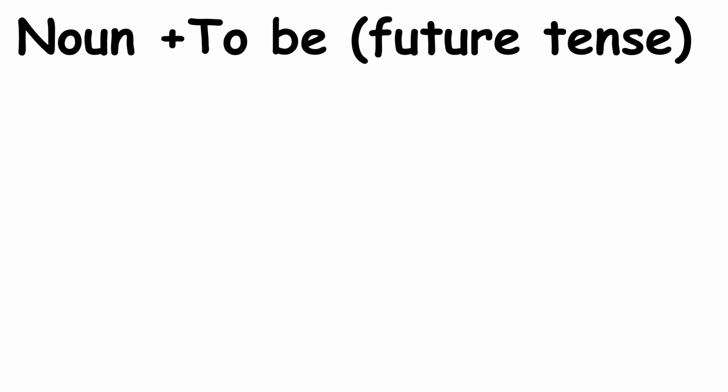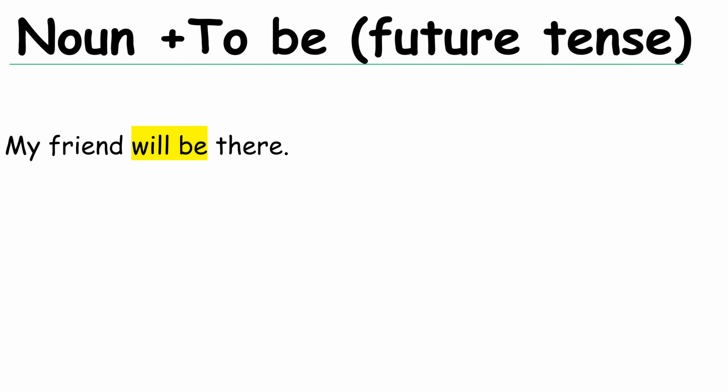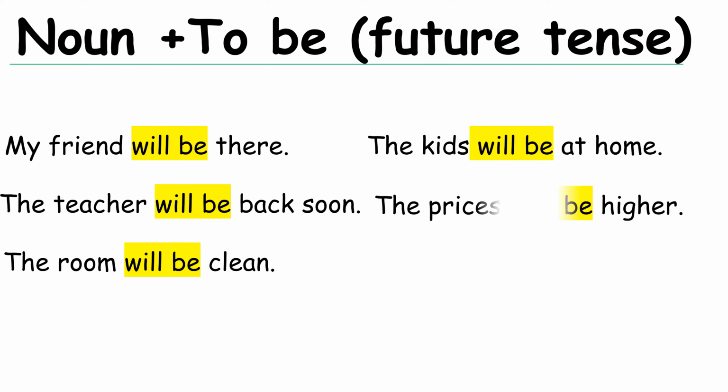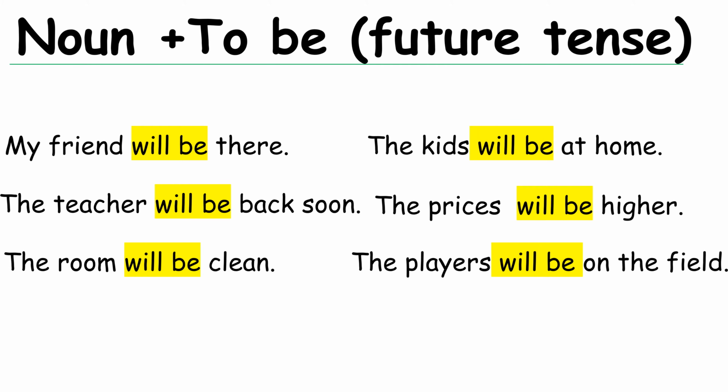On this slide, once again, we'll look at to be in the future tense form, but this time our subject will be a noun. My friend will be there. The teacher will be back soon. The room will be clean. The kids will be at home. The prices will be higher. The players will be on the field.